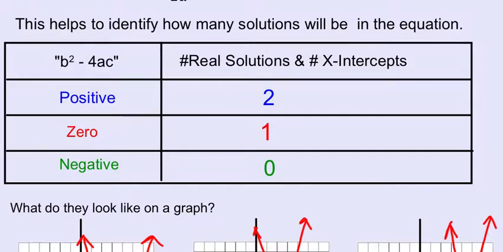If you have a positive discriminant, so a number greater than 0, you're going to have 2 real solutions and 2 x-intercepts. If your discriminant equals 0, then you're going to have 1 real solution and 1 x-intercept. And if you have a negative discriminant, so something less than 0, you will not have any real solutions. You'll have what we call imaginary solutions, those things with the letter i, and you will have no x-intercepts.